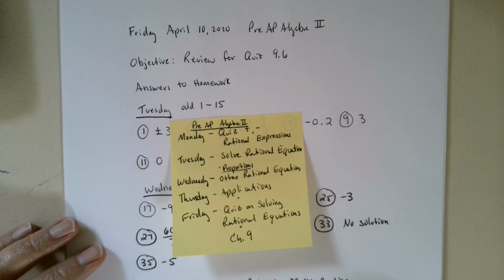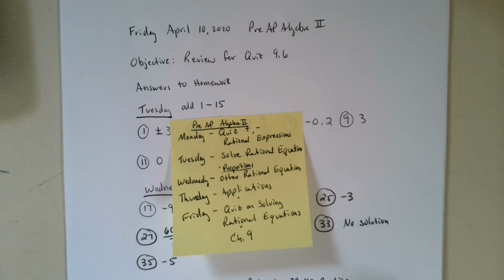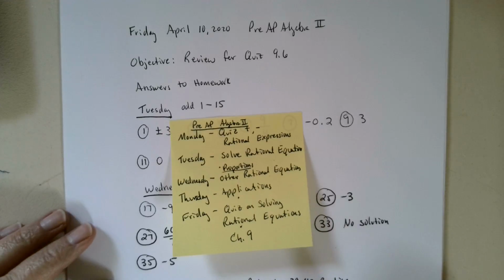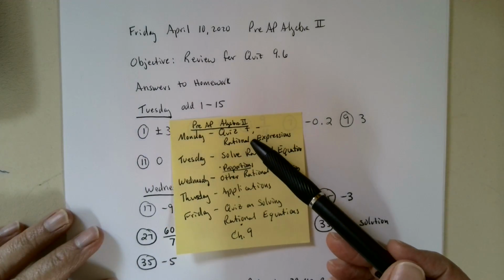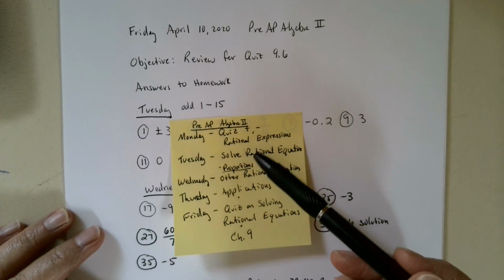All right, this is our video for Friday, April 10th for Pre-AP Algebra 2. Our objective today is to review for our quiz 9.6. And so this week we took a quiz on adding and subtracting rational expressions.